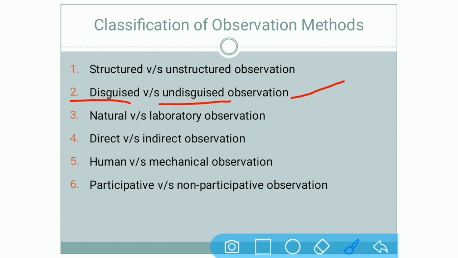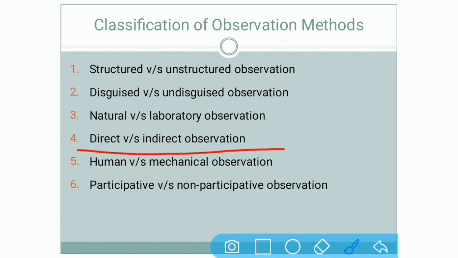Number 3, natural versus laboratory observation. Natural is under the existing natural setting. If observation is conducted in schools, colleges, forests, gardens, where these things already exist, then it is known as natural observation. When an artificial setting is created and observation is conducted in that laboratory setting, then it is known as laboratory observation.